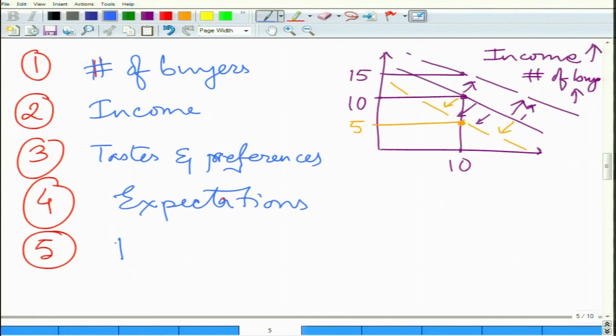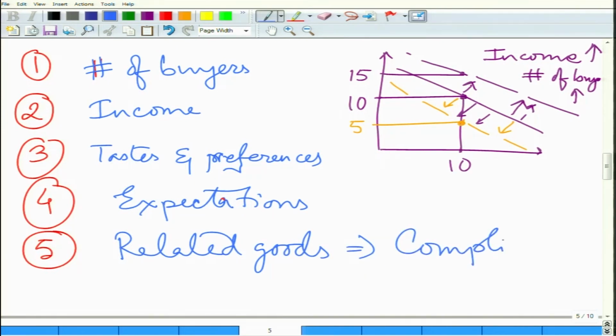And the fifth one is the related goods. These related goods are basically complements and substitutes: complementary goods and substitute commodities, substitute goods. Now, what are substitute goods or complementary goods? Substitute goods are, if there is another commodity which has the same kind of use as what I use now.